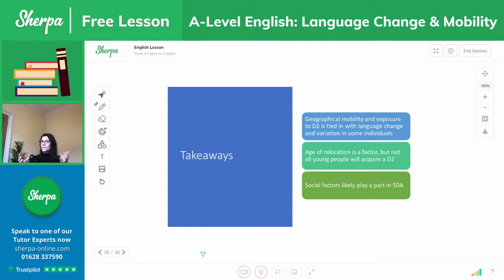So a bigger takeaway is that social factors in language change, in language acquisition, in speech in general, are really important to get a full understanding of how language works, how change works. Social factors can often be overlooked, but they are, in fact, very important to a lot of these things.